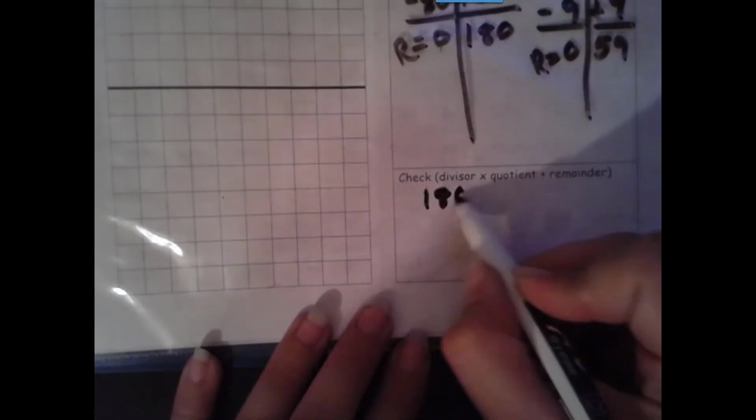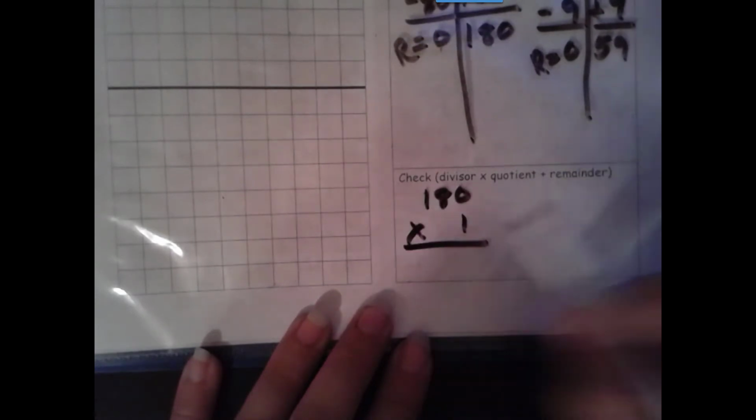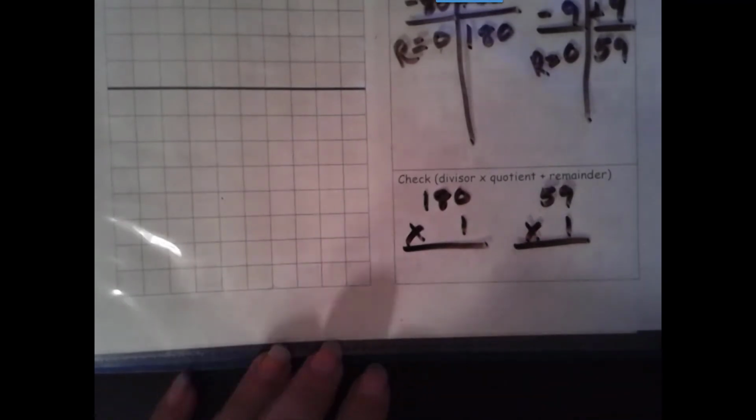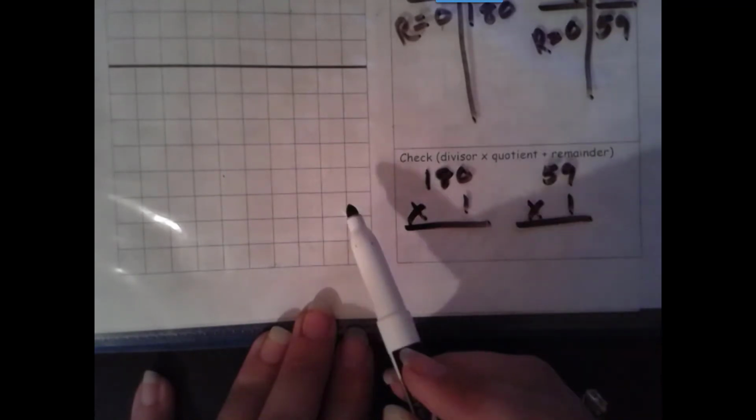Now let's check. Divisor times quotient plus remainder. Since our remainder is 0 for both, and the identity property of addition says when you add 0, it stays the same, we don't need to add 0. But what we end up with here, and one reason why our fraction doesn't simplify anymore, is that we have the identity property of multiplication that says when you multiply by 1, it stays the same. One group of 0, one group of 80, one group of 100, one group of 9, one group of 50.